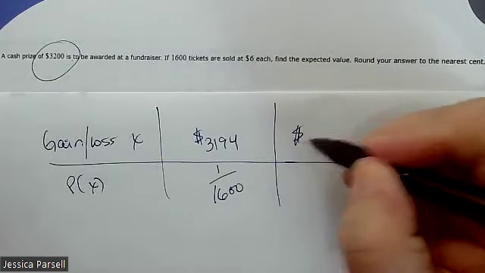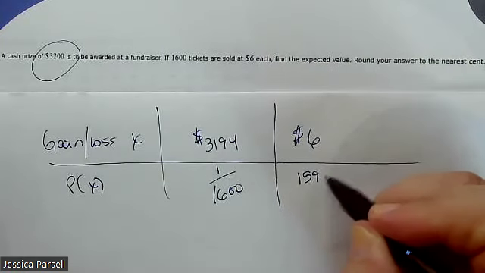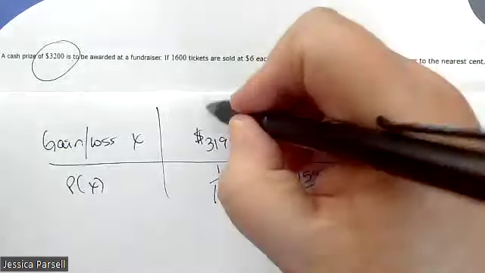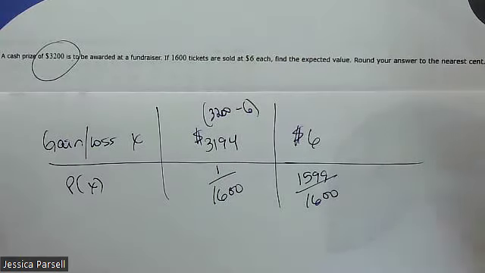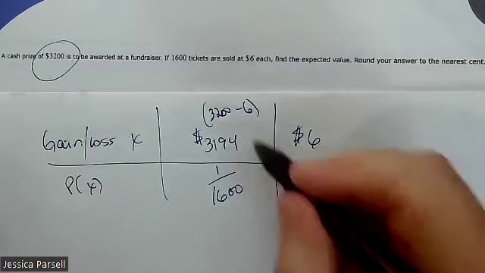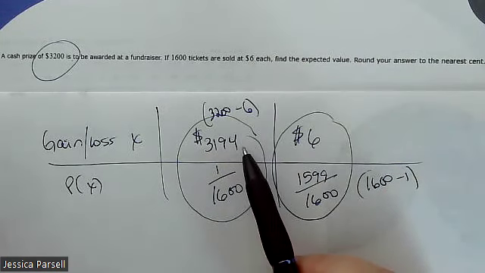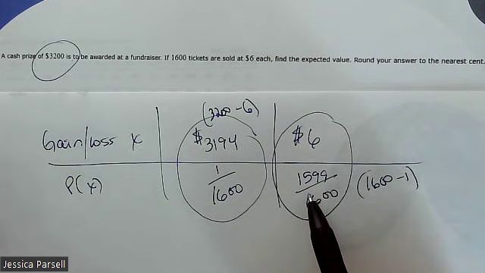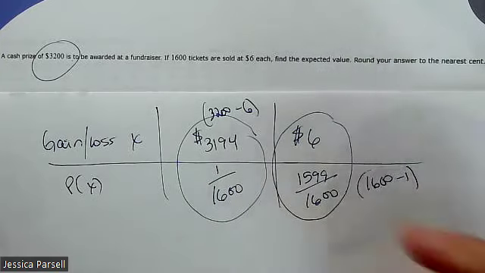Now, if you lose, you're going to lose that $6, right? And the chances of you losing are 1,599 out of 1,600. All right, so let's see here. This right here, we're going to put 3,200 minus 6. And here we're going to put 1,600 minus 1. Okay. So in order to calculate this, we're going to multiply the gain or the loss times the probability of it happening and add it to the gain or the loss of the probability that it didn't happen. And if we add those together, that's going to help us find our expected value.